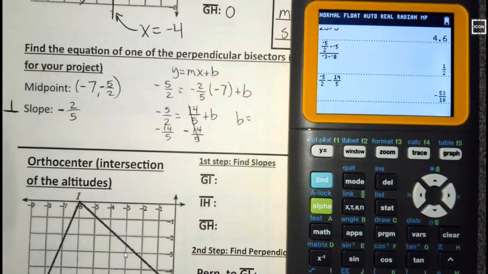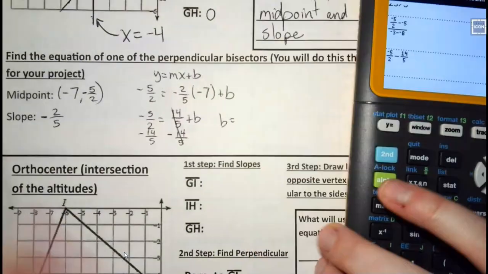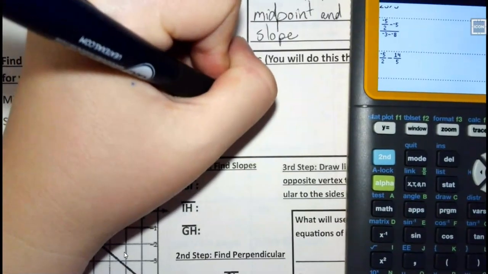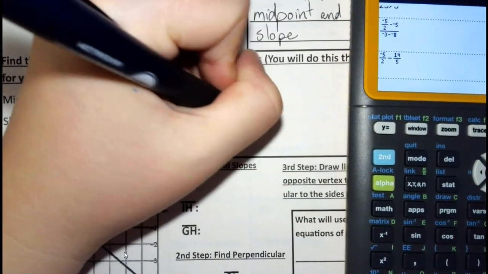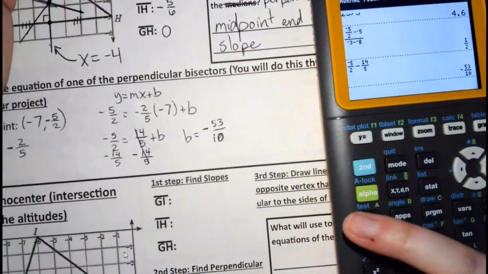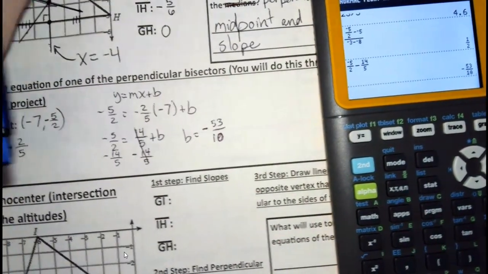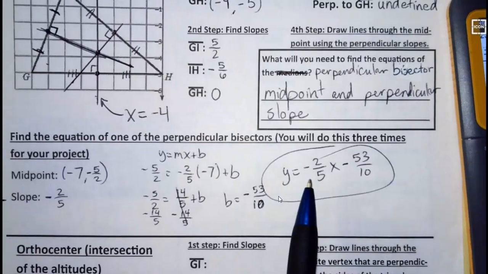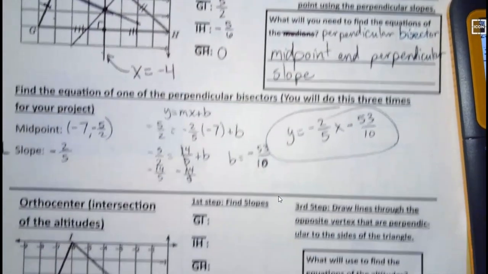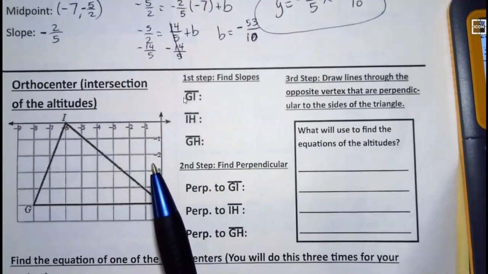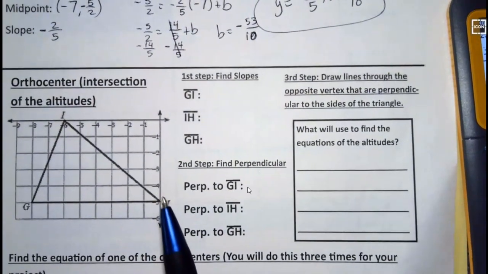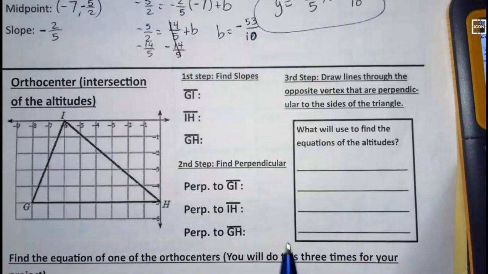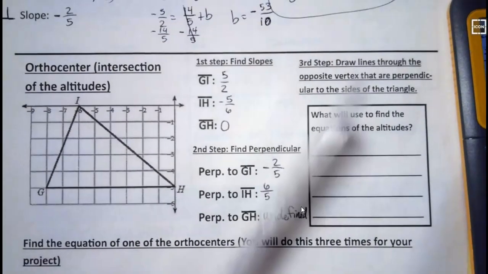All right. Is this an ugly number? Yes, it is an ugly number. But if you can utilize the calculator, as long as you type it in correctly, you'll be fine. So we're going to write this equation out. All right. So that is what your final equation looks like. We already have the slopes and the perpendicular slopes, so we're just going to fill these in real quick.